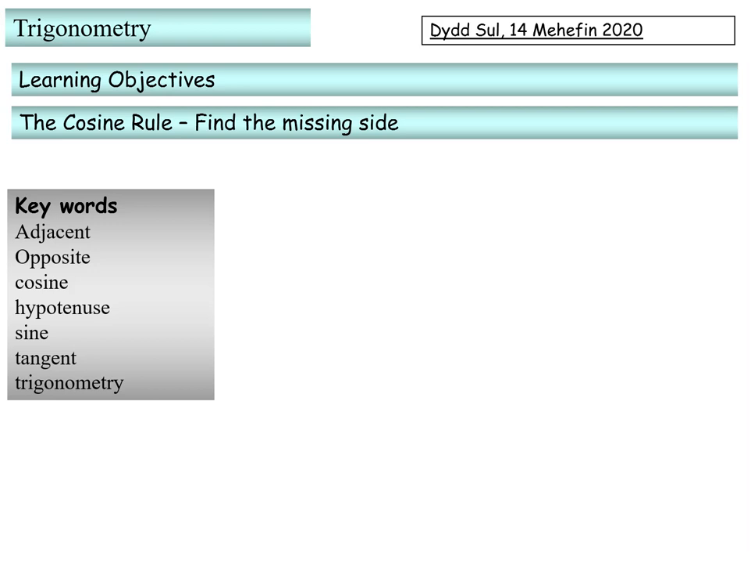So we're looking at the cosine rule. As usual, I want you to take down the heading, lesson objectives, keywords, dates in Welsh. So click pause, copy that down. When you're ready, click play again.